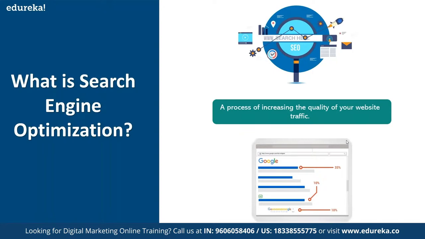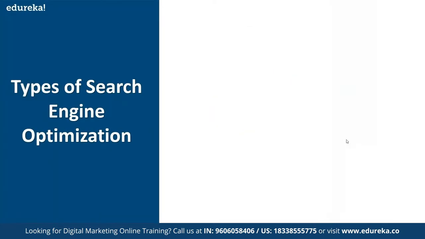When we talk about the types, there are various types of search engine optimization. We've got white hat SEO. White hat SEO means the SEO practices which are in line with the terms and conditions of the major search engines, including Google. Using white hat SEO improves your search engine ranking on the SERPs while maintaining the integrity of your website with the search engine's terms of condition.